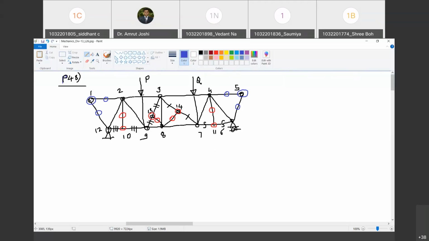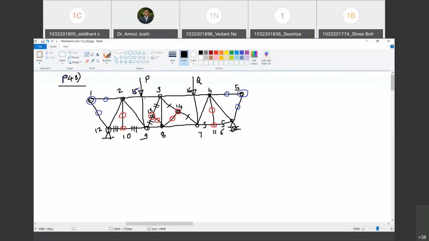Can we apply it at this joint where P is there? I have not given names to these joints. So what was the last, 14? Let us give the names 15 and 16. Can I apply that rule at joint number 15 and 16? No, because only 3 members are meeting at this joint.